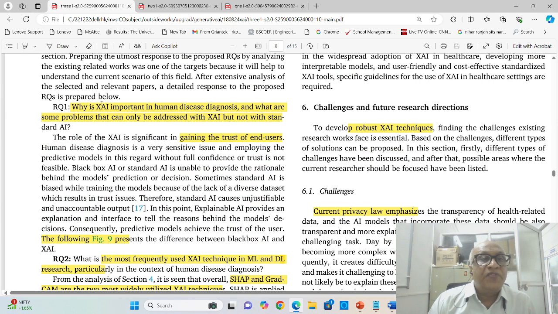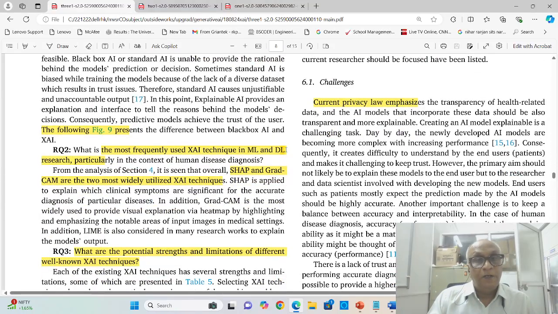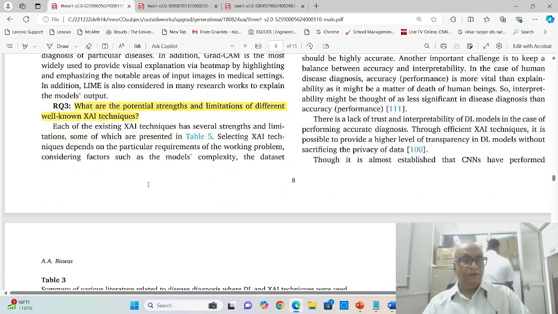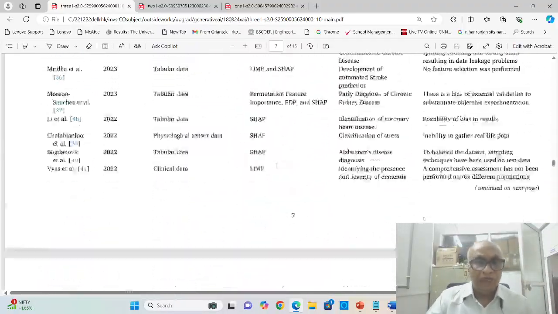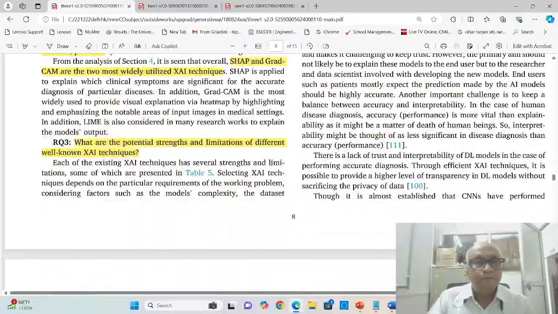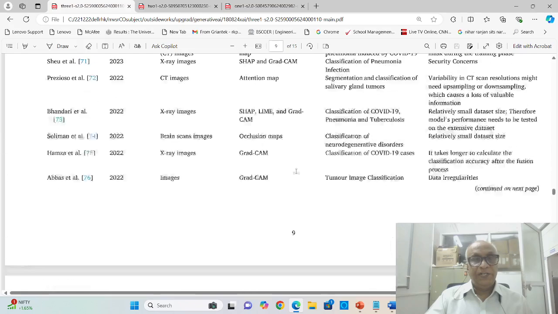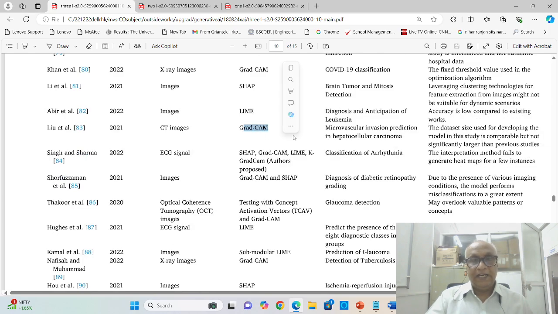So what is the importance of explainable AI in human disease diagnosis? Gaining the trust of the end user, getting the confidence. Which are the most frequently used XAI techniques? These are SHAP and GradCam as per this paper. But what we found out is you have SHAP, GradCam, PDP, and LIME, which are popping up multiple times. You can see here GradCam in multiple places.